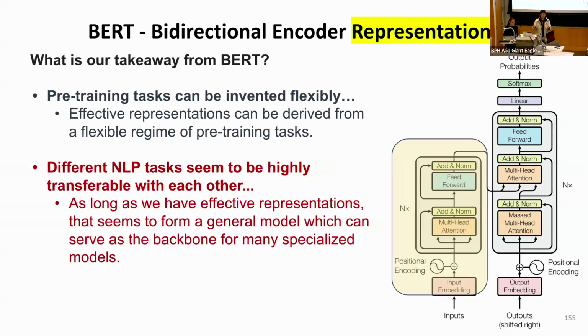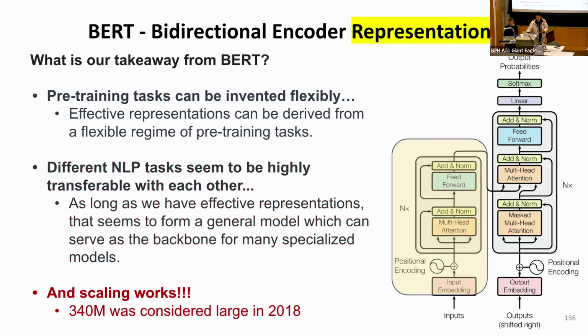So basically that means that when your model grows, performance on one NLP task, as long as it's within NLP in the same language, then chances are its performance on other NLP tasks is also likely to grow, given a large-scale and very versatile, very diverse training corpus. And scaling works. Again, this parameter count is considered large back when BERT came out.